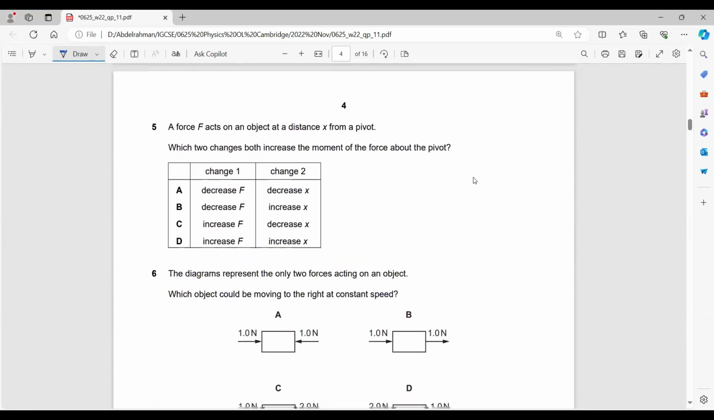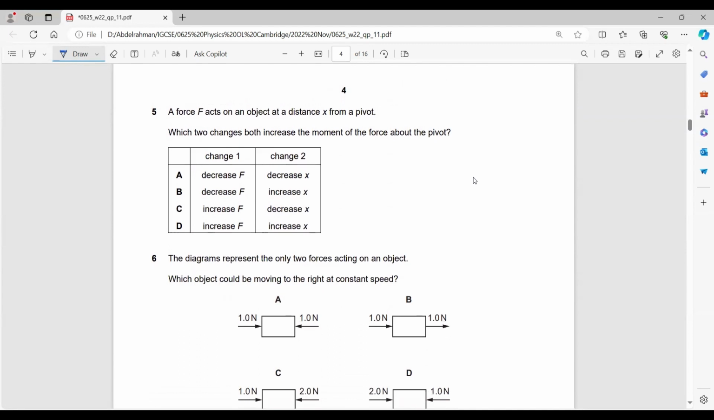Question 5. A force F acts on an object at a distance of x from the pivot. Which two changes both increase the moment? How can I increase the moment? I need to increase the force and I need to increase the distance. So increase F and increase x.